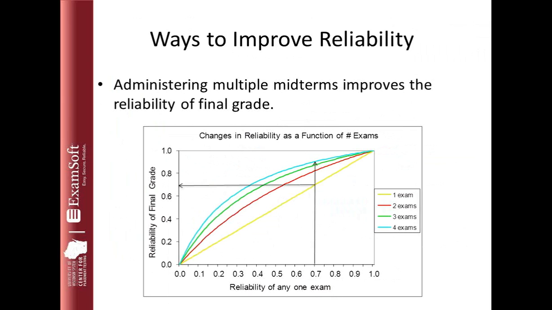If I add a second test there with the same level of reliability, the reliability of the final grade is going to go up to about 0.81. With 3 exams, it's going to go up to about 0.86. And with 4 exams, it's going to go up to about 0.9. So that's another way that you can increase the reliability of final grades in your courses.